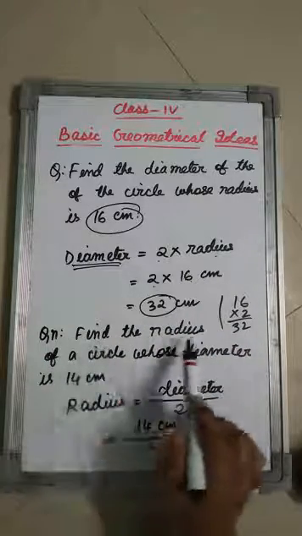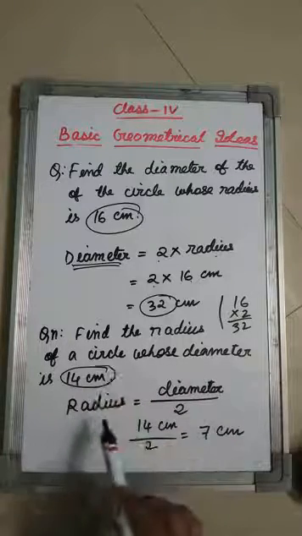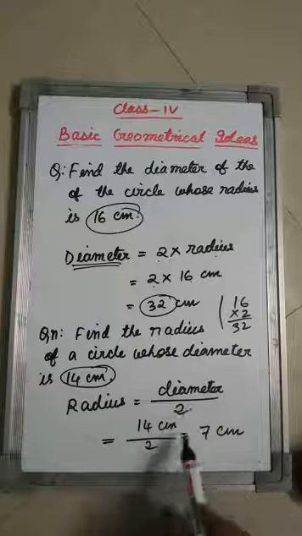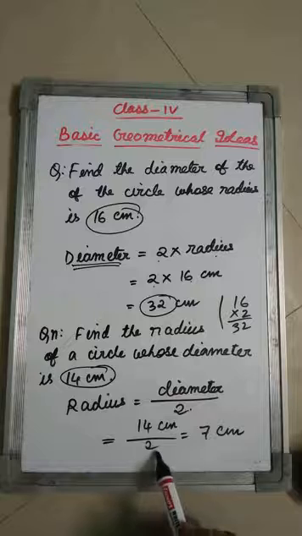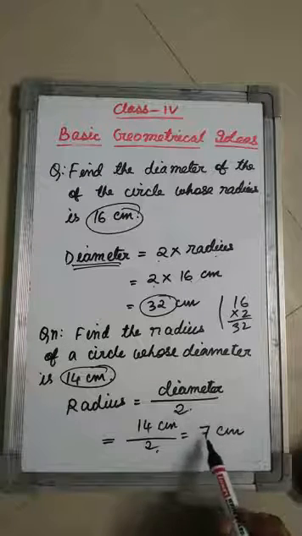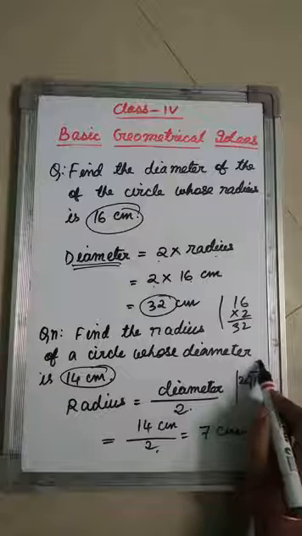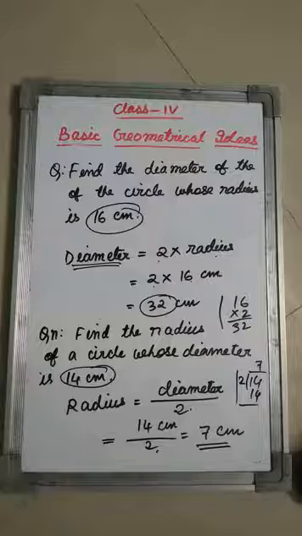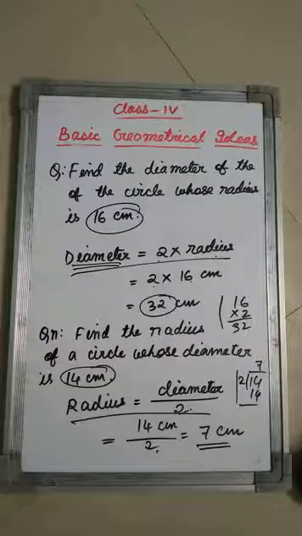Next question is, find the radius of a circle whose diameter is 14 centimeter. So radius is equal to diameter divided by 2. Diameter is given as 14 centimeter. If you divide by 2, 14 divided by 2, you get 7. So the answer is 7 centimeter. You have to remember these two rules for solving this type of question.